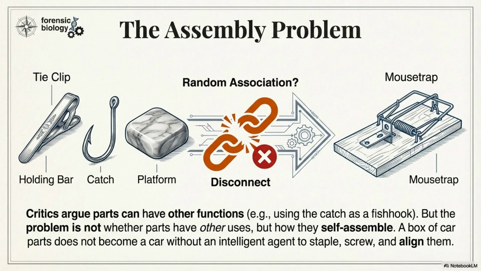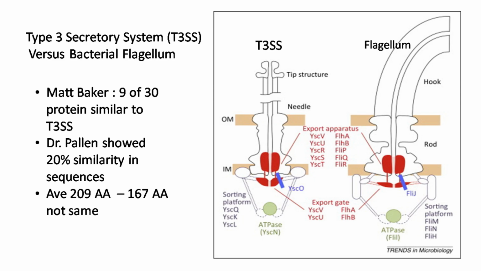Exactly. In biology, this is called co-option. The argument is that maybe the bacteria used the rotor part as a secretory pump long before it became a spinning motor. It had a different job that was useful, and then evolution later repurposed it. That actually sounds very plausible. Does Behe have a comeback for that?